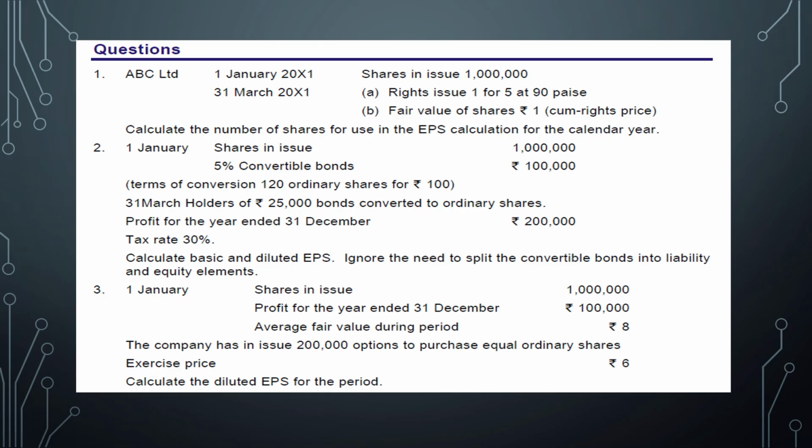So the first one is ABC Limited. Various details have been given, that is, 1st January 2021 and 31st March 2021 are as follows. Rights shares have been issued at 90 paise, and the fair value of the share is rupees 1. Come rights price. These are the various data that you should pay attention to. So calculate the number of shares for use in EPS for the calendar year. The requirement is the number of shares in use in EPS.